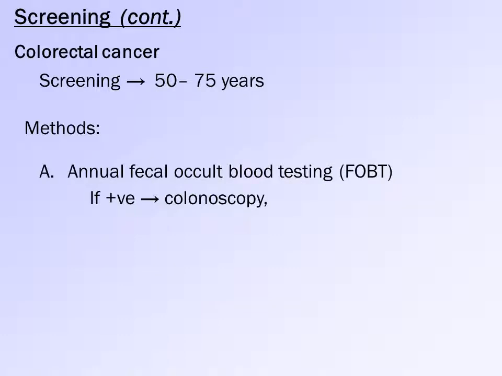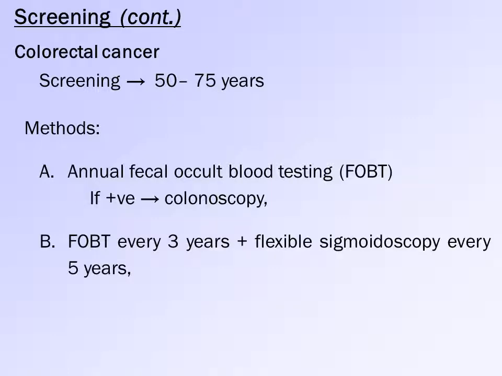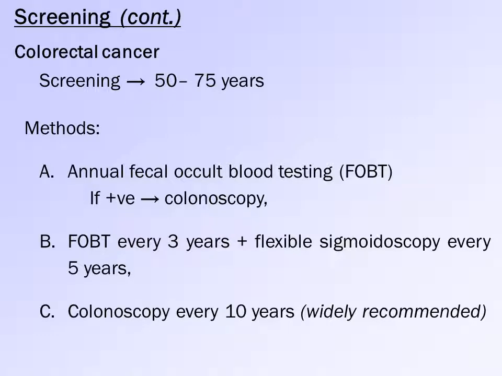Other screening issue is colorectal cancer screening, and this screening should be conducted for adults between the age of 50 and 75 years. The methods used for screening are annual fecal occult blood testing, and if positive, the patient should conduct colonoscopy, or fecal occult blood testing every 3 years plus flexible sigmoidoscopy every 5 years, or colonoscopy every 10 years, which is widely recommended.